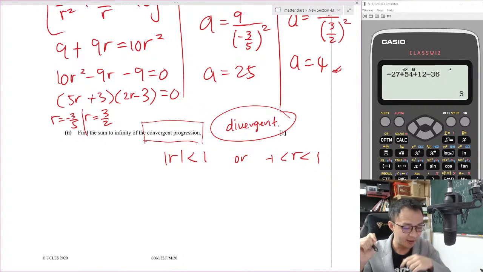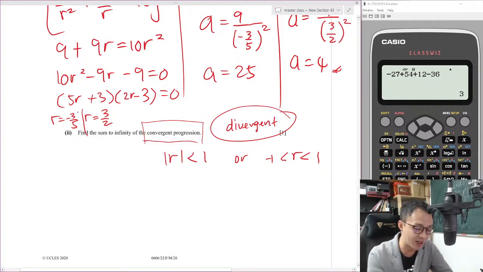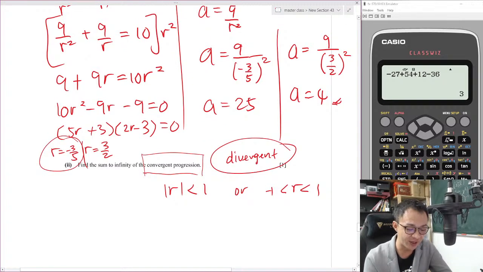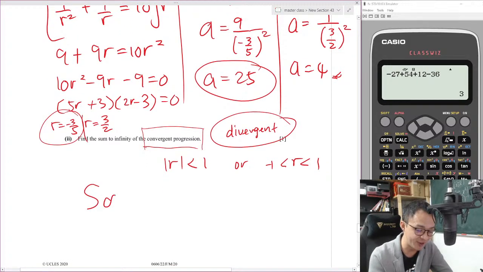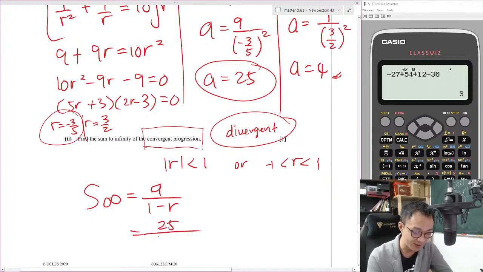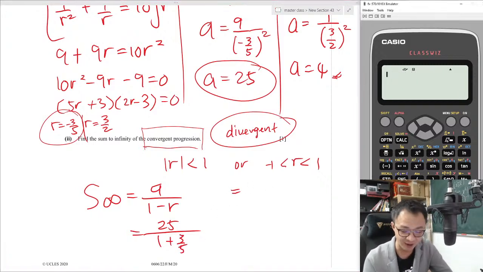So therefore, in this case, my r must be -3 over 5, because -3 over 5 is within this range. If you do not believe me, you can just sub -3 over 5 into here. Then this becomes 3 over 5, right? 3 over 5, is it less than 1? Yes, right? So therefore, we can only choose this combination. So this is my a and r. So sum to infinity equals a over 1 minus r. A is 25. 1 minus r is 1 plus 3 over 5. So I use a calculator.